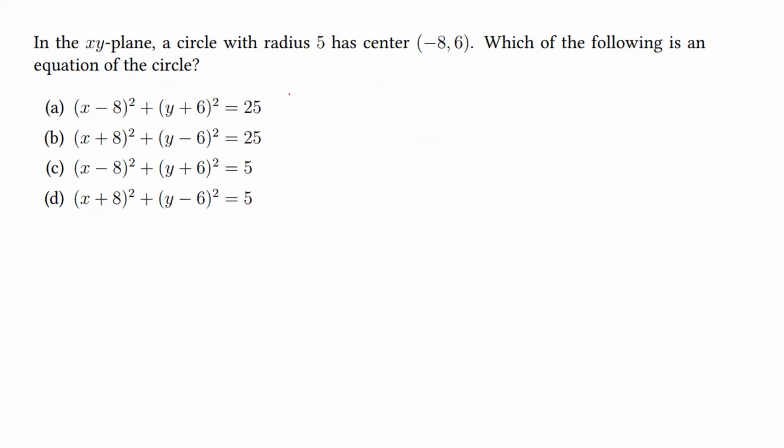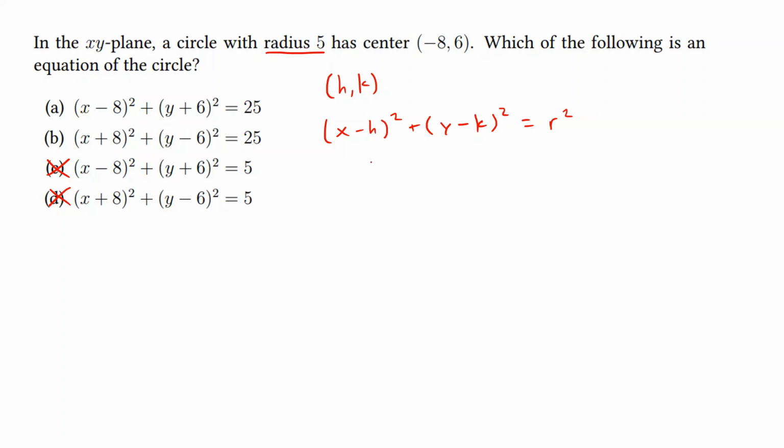Here, it's important to know the general form of the circle. A circle with a center h, k can be written as x minus h squared plus y minus k squared is equal to whatever the length of the radius is squared. Here, we want a radius of 5. Thus, if r is 5, then we must have 5 squared, which is 25 on the right side of the equation. Eliminate c and eliminate d.